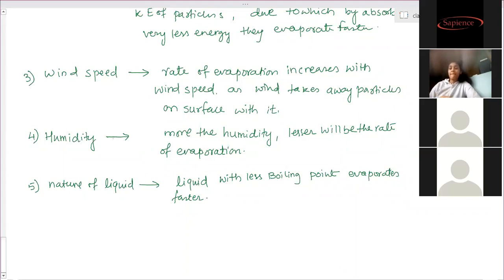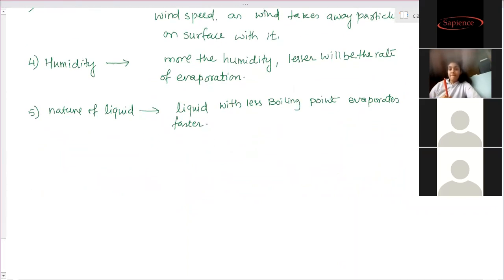Petrol comes under volatile substances, the most volatile. Within 5 minutes, if you keep 1 cup of petrol, nothing will be left in that container. It evaporates very fast.